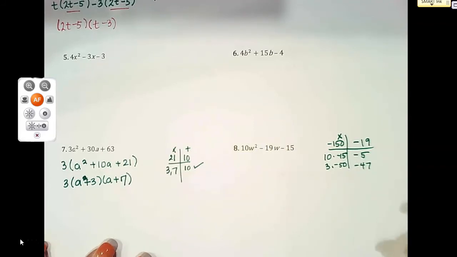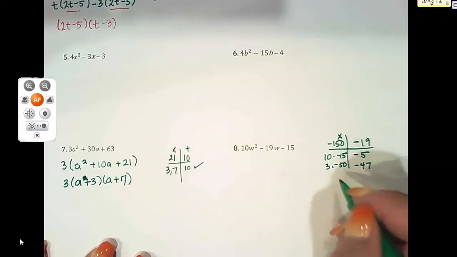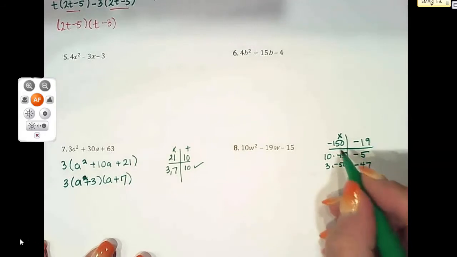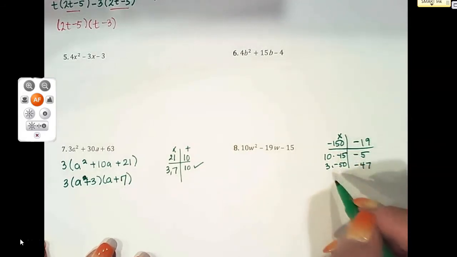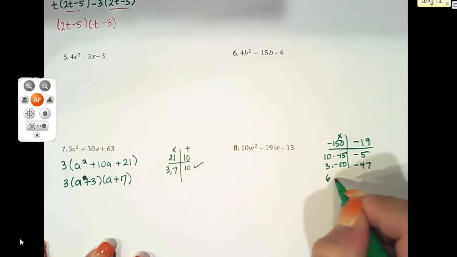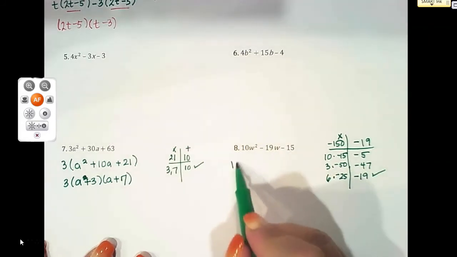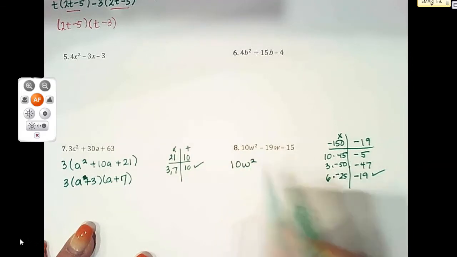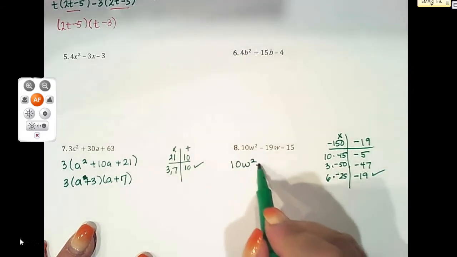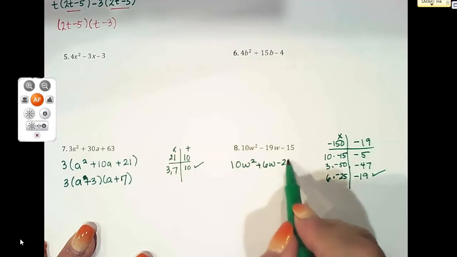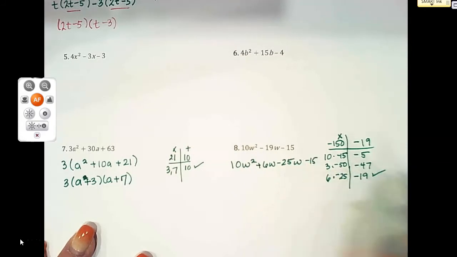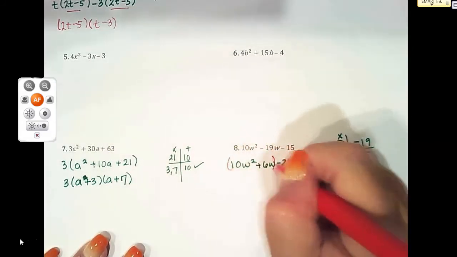So maybe what else goes into 150? Well, I know 25 goes in, because if I have $1.50, I have 6 quarters. So 6 times 25, and I'll make the 25 negative, and 6 plus negative 25, there we go. So I'm going to go 10w squared plus 6w minus 25w minus 15, and then I'm going to do some GCF after I group.